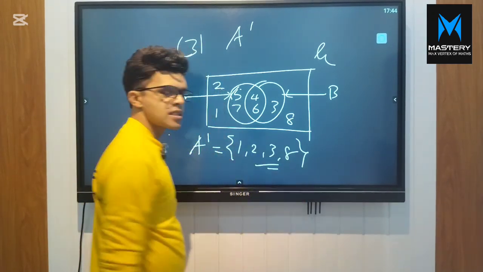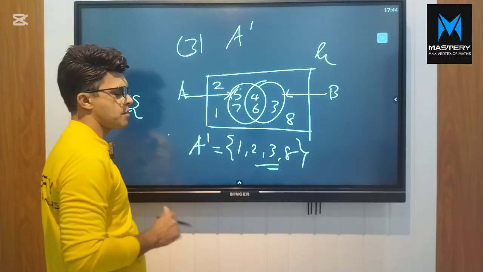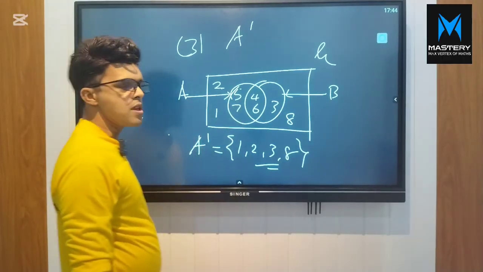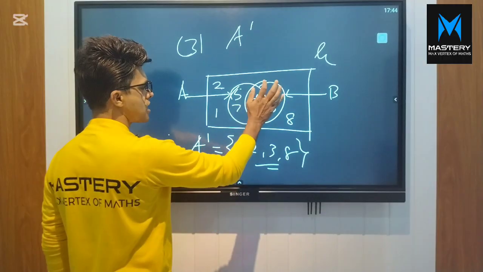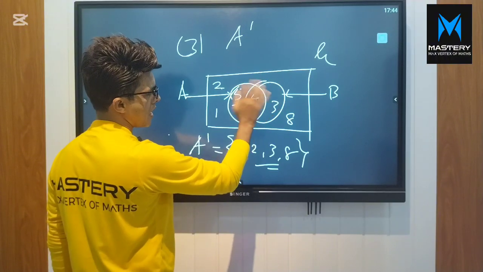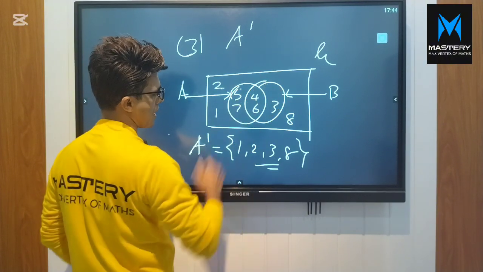If you want, you could get B dash as well, which means the complement of B also can be taken. But in the question, you need to find the complement of A. In the complement of B, how can you get it? Without the set B, the outer elements can be taken, which is 1, 2, 5, 7, 8.